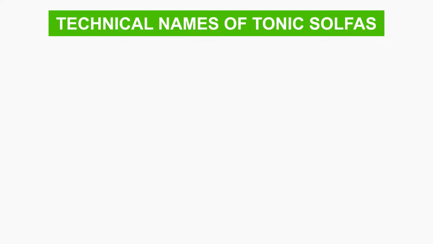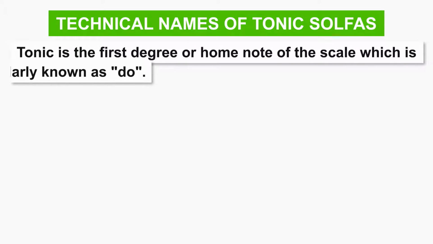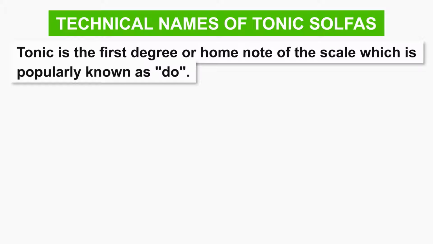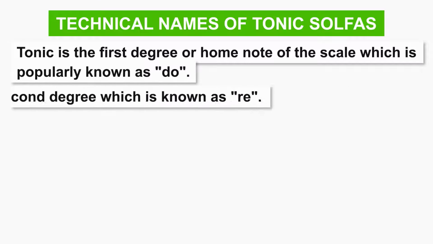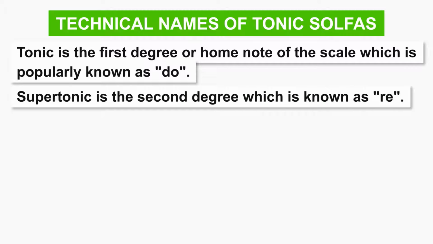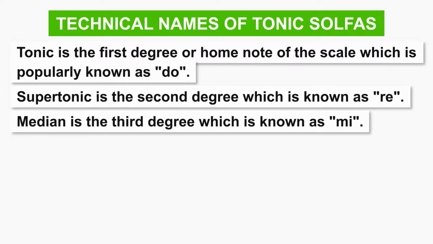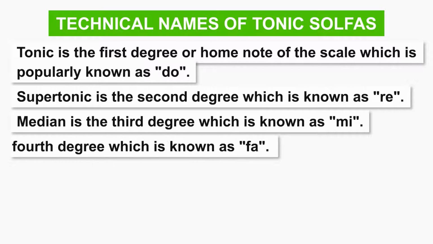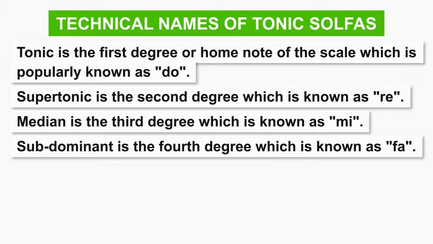These are: Tonic. Tonic is the first degree or home note of the scale, which is popularly known as Do. Supertonic is the second degree, which is known as Re. Mediant is the third degree, which is known as Mi. Subdominant is the fourth degree, which is known as Fa.